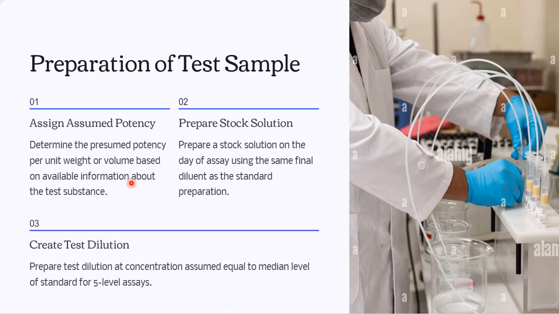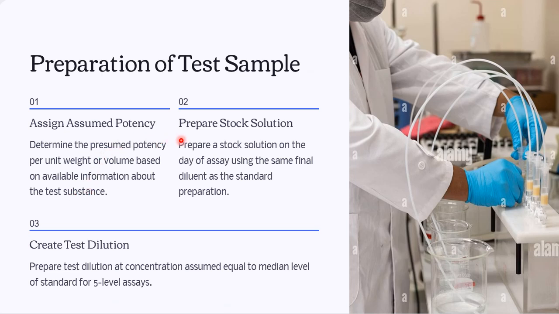The second official procedure is preparation of the test sample. The test samples are prepared based on pharmacopoeial methods. The first step is the assumed potency. That is, we determine the presumed potency per weight unit or volume based on available information about the test substance. We are assigning the assumed potency of the test substance based on the available information.